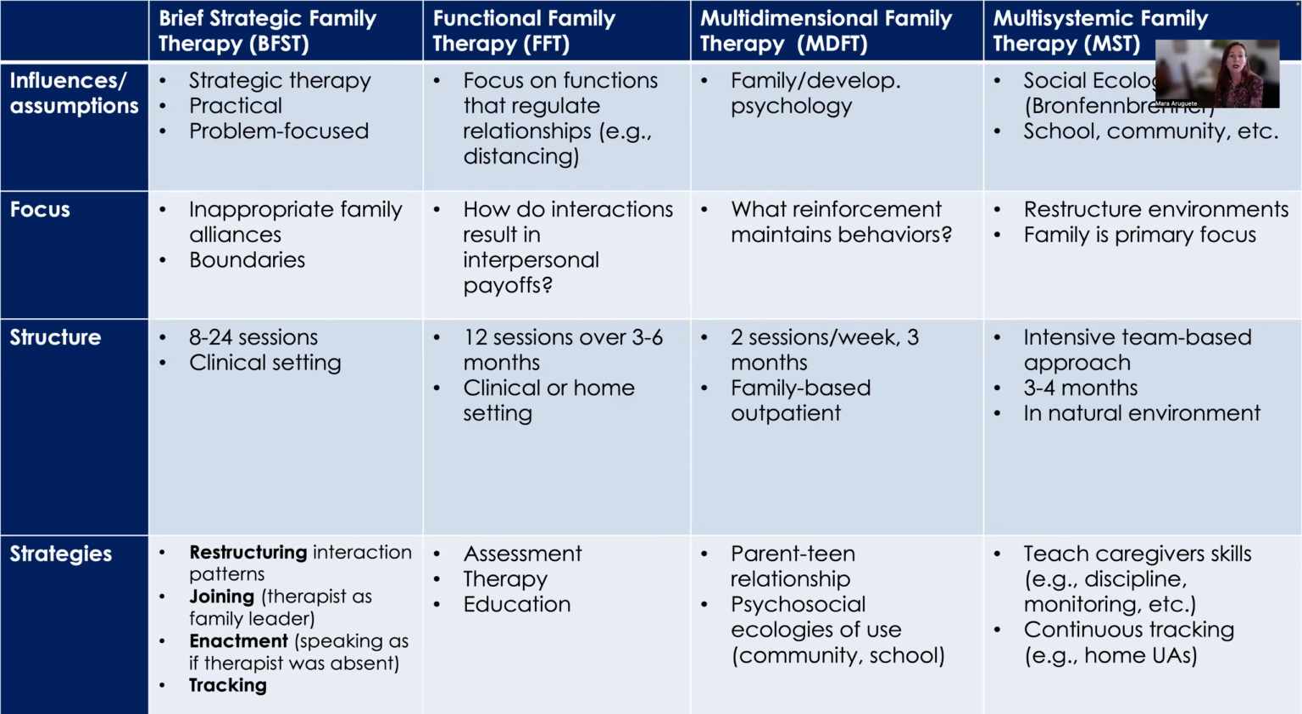It's going to focus on inappropriate family alliances, which sometimes is sort of like a triangulation where two people will gang up on another person. Boundaries, which we spoke about already, the rigid versus diffuse boundaries versus healthy boundaries. It's usually 8 to 24 sessions, so a lot can be accomplished in those 8 sessions. It's usually done in a clinical setting. They've got some specific techniques. One is just restructuring those interaction patterns. So finding out what are the problematic patterns that may be supporting the substance use and then restructuring those.